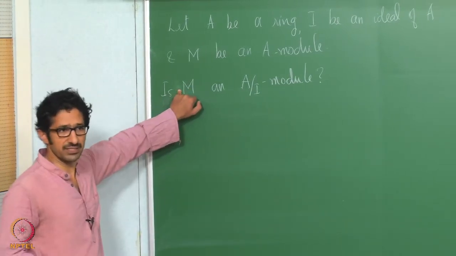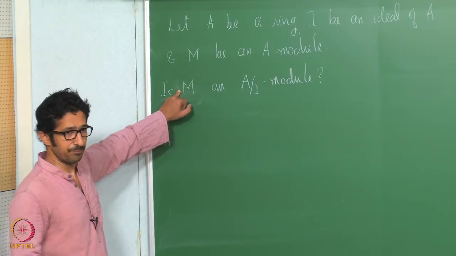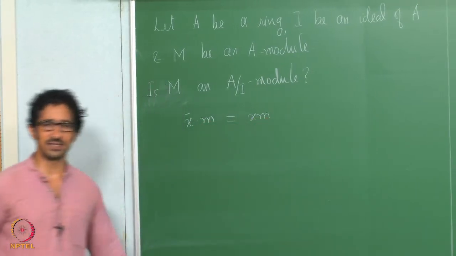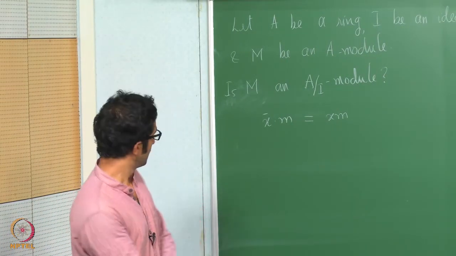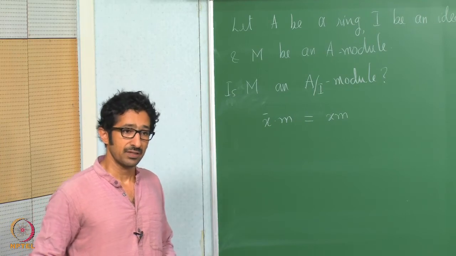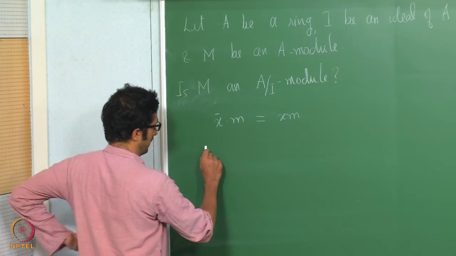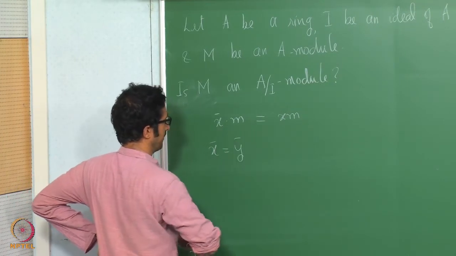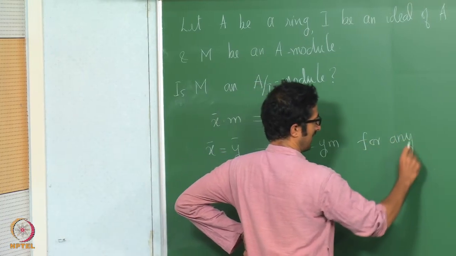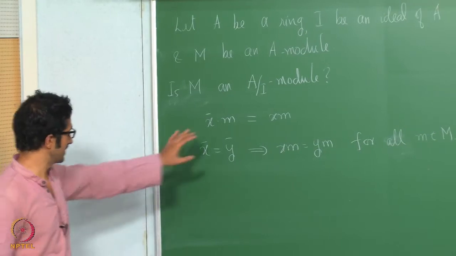That is, how do you expect the natural way? This is an abelian group. Basically, we need to define a scalar multiplication, right? So how do you define scalar multiplication here? x bar times m, this is the natural way of defining this. But then, if I take two representatives of x bar, they may not be equal. So what is the condition that is required? What I want is, if I take any two representatives, that should imply that xm is ym for all m in M. Then only this definition will make sense.